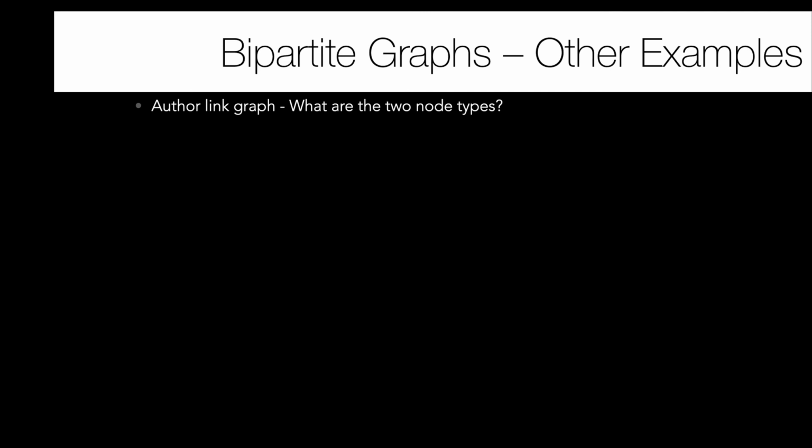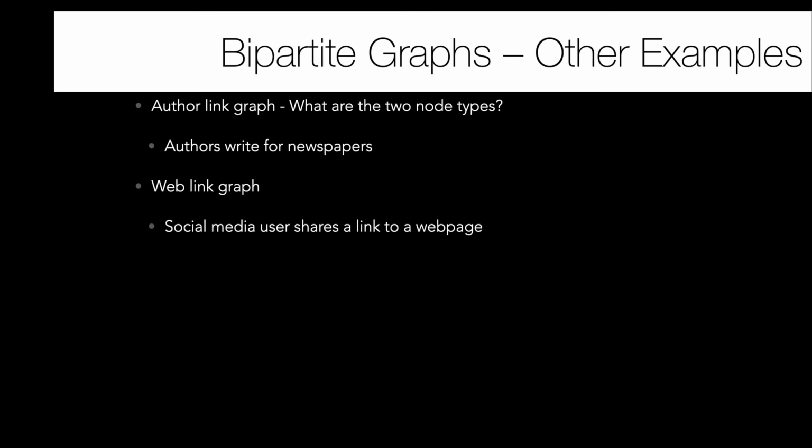So there's the author link graph, where we have 2 types of nodes, being authors and the places they write for. So authors write for newspapers. You could imagine authors write for other authors, but for a bipartite graph, you may say authors write for particular newspapers and news organizations. And that's where the edges come from. The web link graph for social networks, you could say, well, a user in Twitter or a user in Facebook shares a link to a particular web page or a particular YouTube video. And generally, users don't share links to other users, though you can. That would be a different kind of structure.